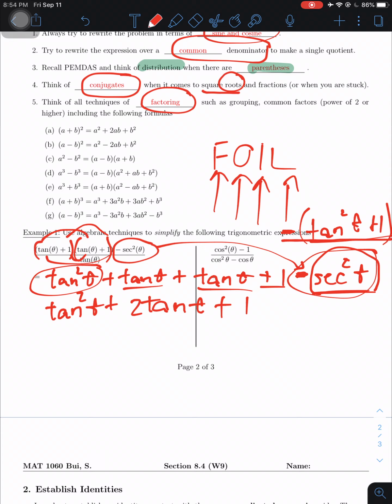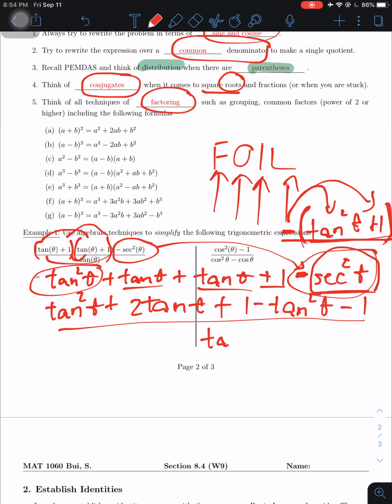okay? Now since we have parentheses in here, what we're going to do is distribute a negative in here and in here. So that gives us negative tangent squared minus 1, okay? And again, you have to write this over tangent theta, but I'm running out of space, so I'm going to skip that part and put it back at the end, okay?